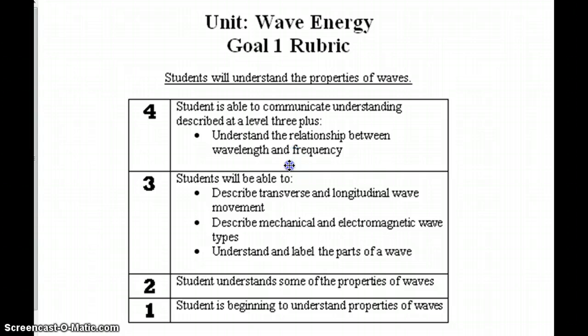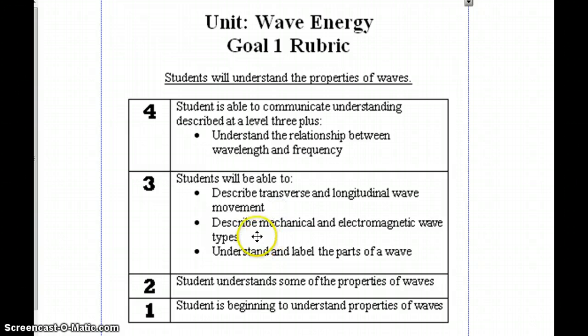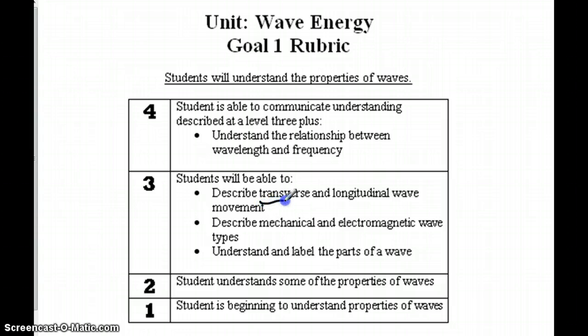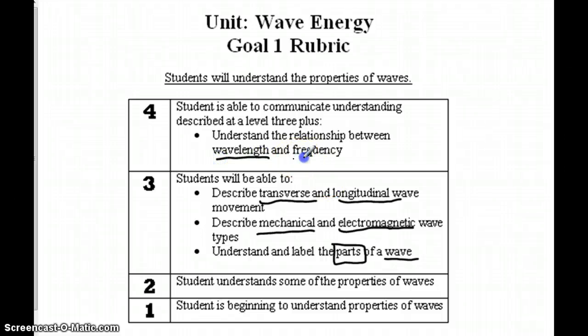In this goal, you need to be able to describe transverse and longitudinal wave movement. You need to be able to describe the difference between mechanical and electromagnetic wave types and label the parts of the wave. Vocabulary words here: transverse, longitudinal, mechanical, electromagnetic, and wave. You're also going to need to know these parts. If you're exceeding the goal, you understand the relationship between wavelength and frequency.